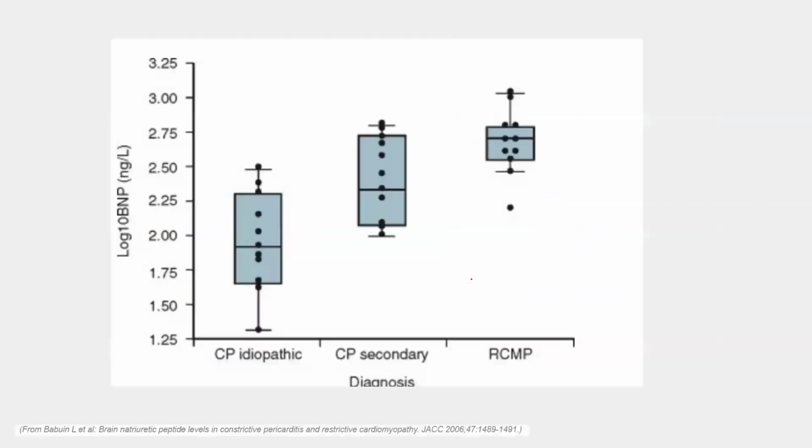Okay, guys? And this is, for example, the pro-BNP in constrictive pericarditis here and restrictive cardiomyopathy, and see the comparison. In constrictive, it tends to be kind of normal and low or slightly high, but in restrictive it is much higher.